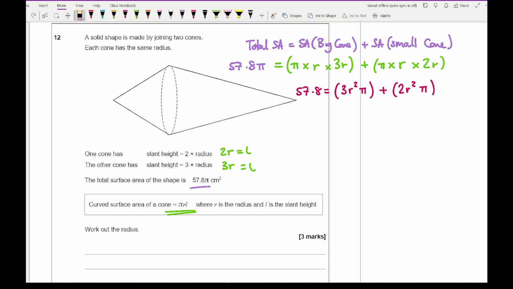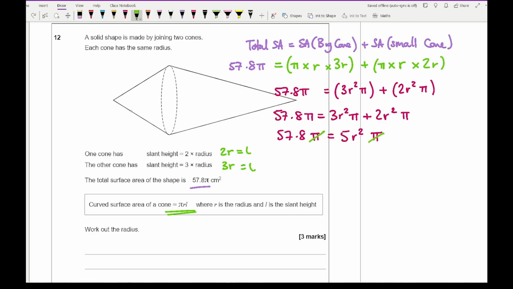Now, I've missed out the pi on the 57.8, so let me just write that in. And here we've got 57.8 pi. Then if I expand the brackets, I get 57.8 pi equals 3r squared pi plus 2r squared pi, which then becomes 57.8 pi equals 5r squared pi. Then at this stage I can cancel the pi's because both sides have got pi, and so therefore 57.8 divided by 5 equals r squared.